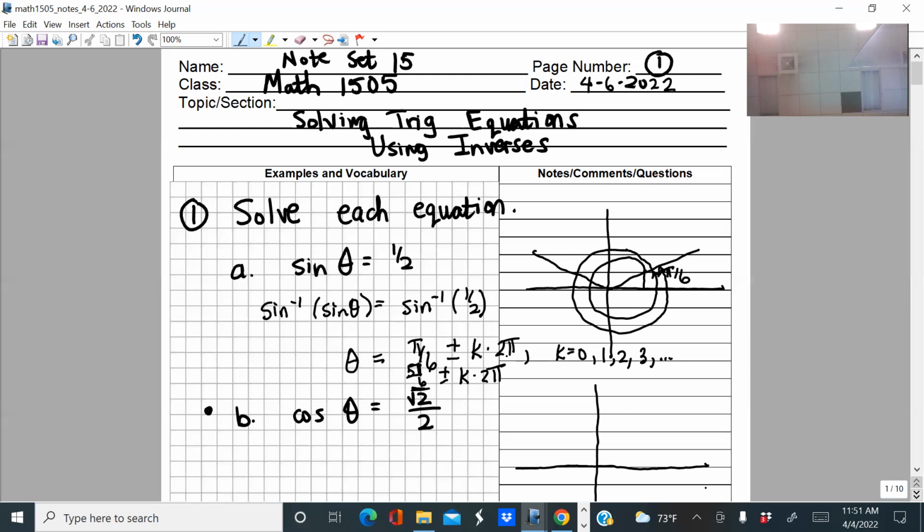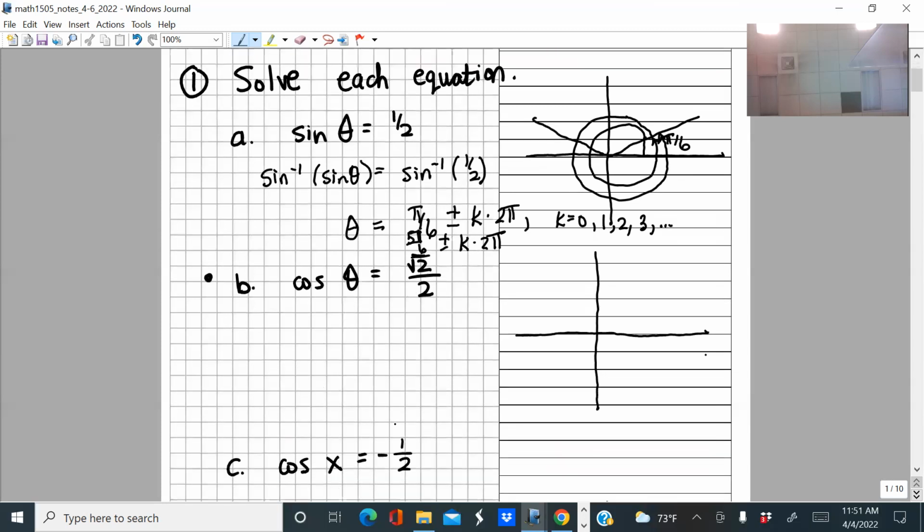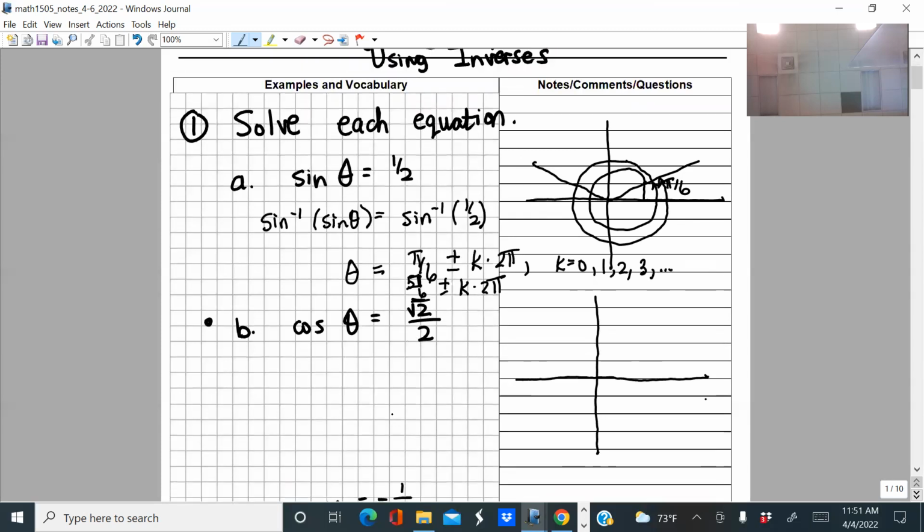That's the basic strategy. So find two basic solutions, that is two solutions between 0 and 2 pi, and then add multiples of 2 pi. All right, let's try that again, because this is going to take some practice. This is a tedious process. So let's look at solving this equation, which seems like it should be so straightforward, right?